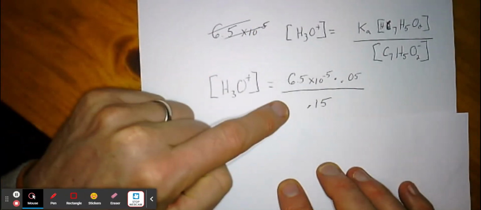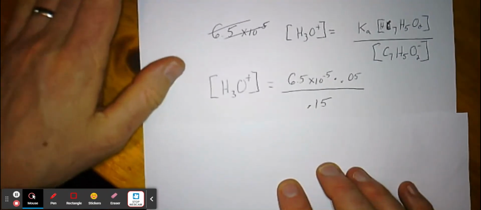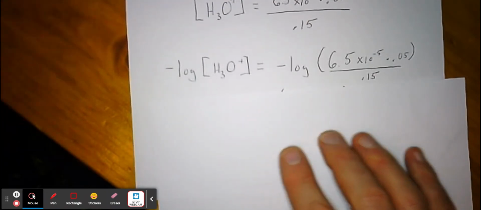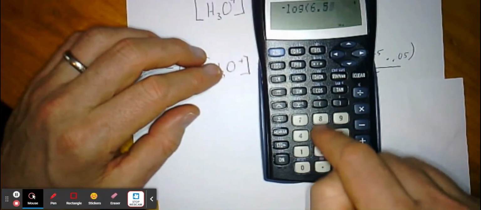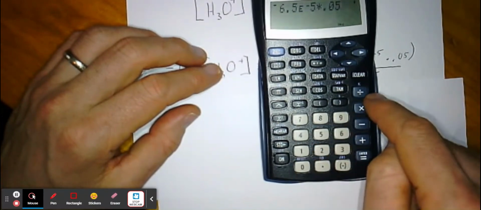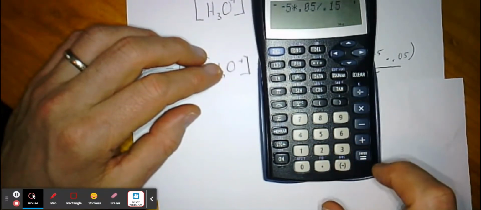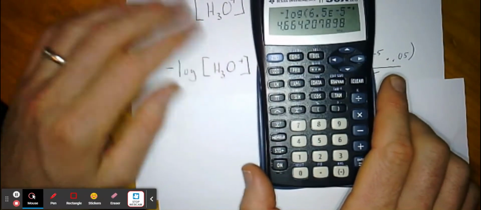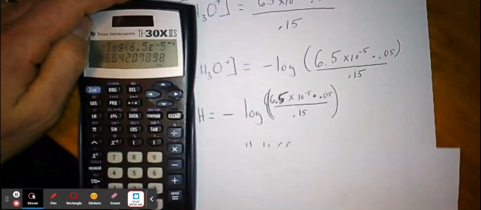Now, you could do this on a calculator and then take the pH if you wanted. Or what you could do, and which I'm going to do here, is take the negative log of both sides. All right? And clear. And I'm going to plug that into my calculator, 6.5 times 10 to the negative fifth, and I get 4.66. That's my pH.